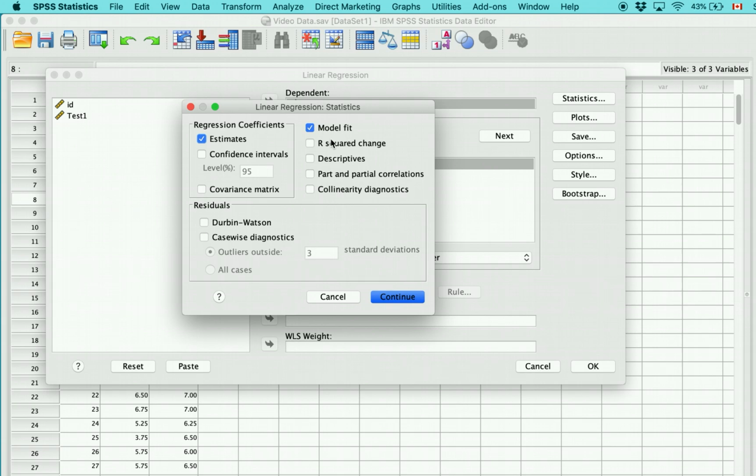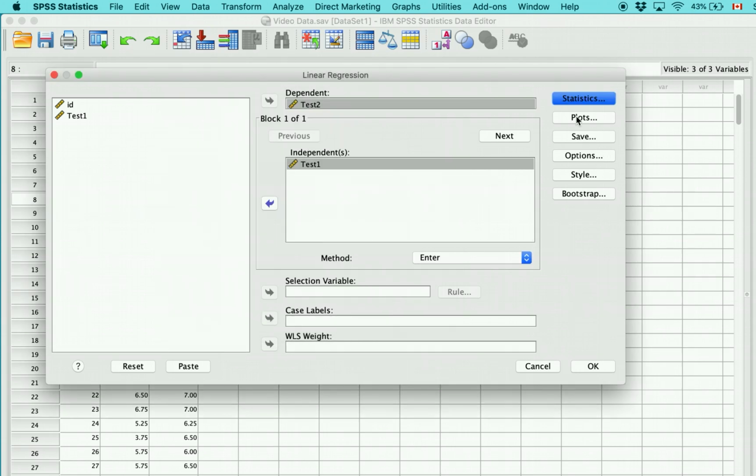I didn't actually get through the rest of this, but the R-square change is more relevant to multiple regression analyses, where you have multiple independent variables. The descriptive statistics would just be the descriptive statistics for the variables that we're testing. And the part and partial correlations and collinearity diagnostics, again, have to do with cases where you have multiple independent variables. So don't worry about that. We can continue there.